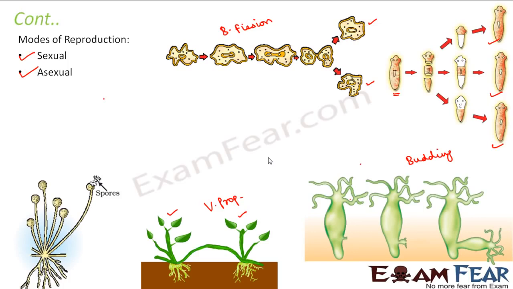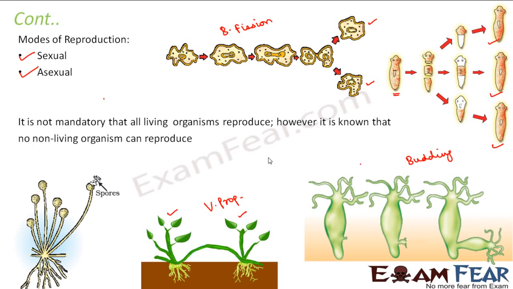So altogether what we can say is, whether it is an asexual mode or a sexual mode, living organisms have the capability to reproduce. They have the ability to produce organisms similar to themselves. But no non-living thing can reproduce. That doesn't mean that each and every living organism can reproduce. There are many organisms which are not capable of reproduction.